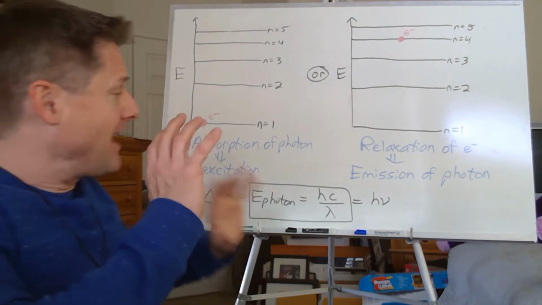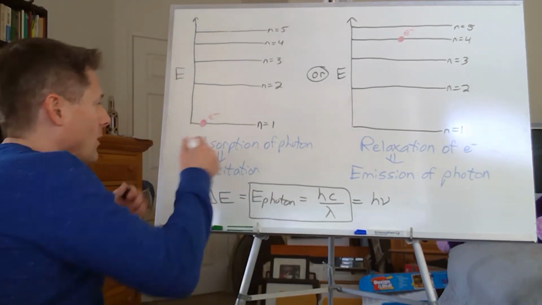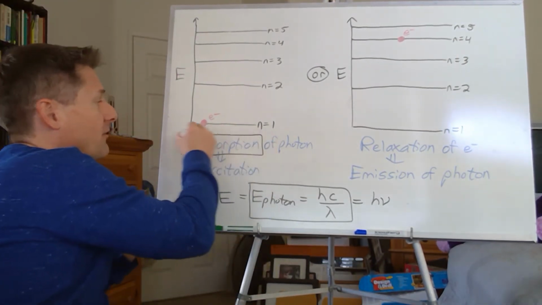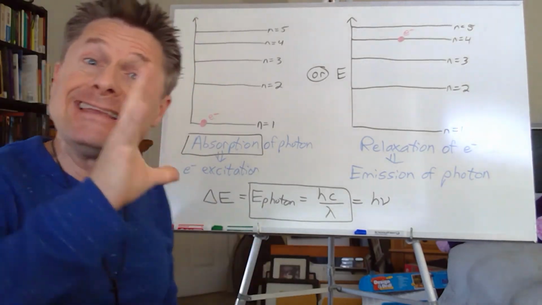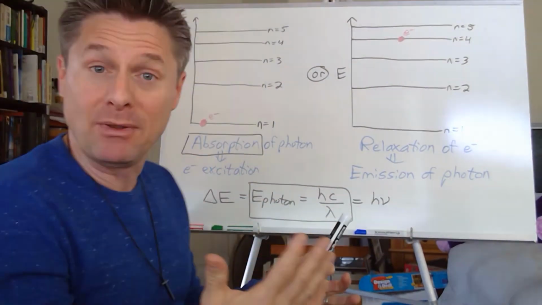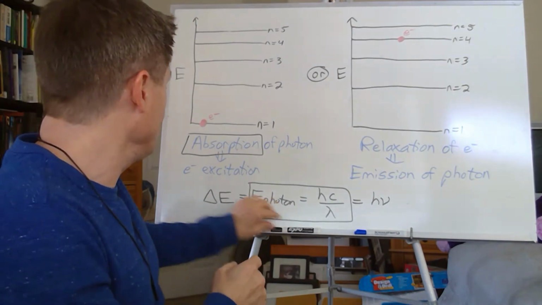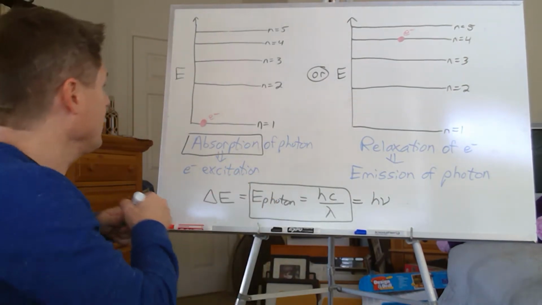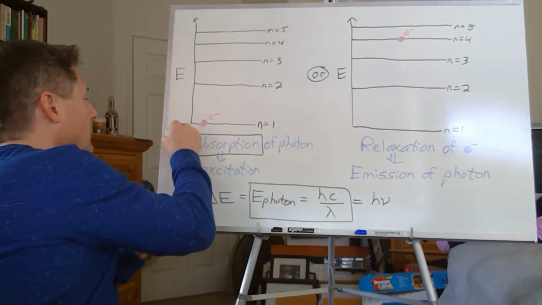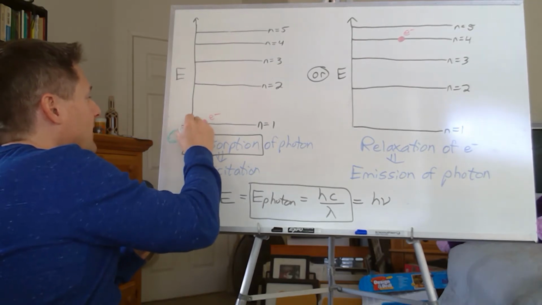If we've got a situation here where we look at absorption of a photon, we've got light impinging upon this sample of matter. So a photon comes in. I don't know what a photon looks like, but let's say that's the photon here.